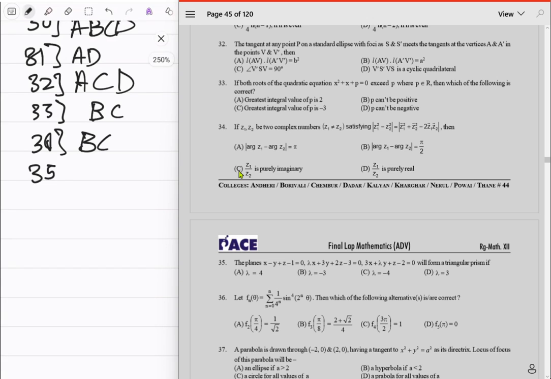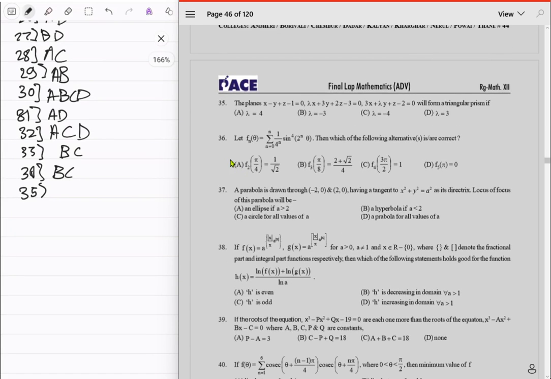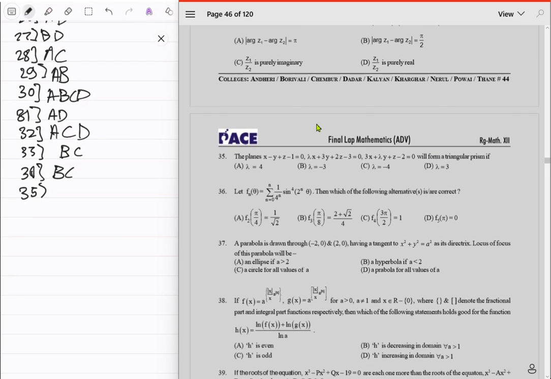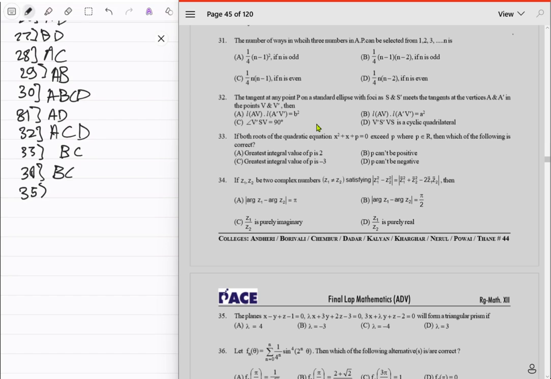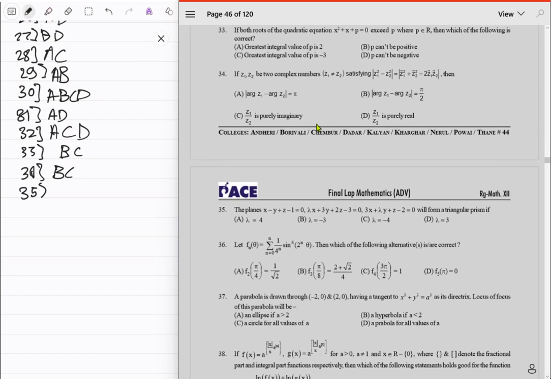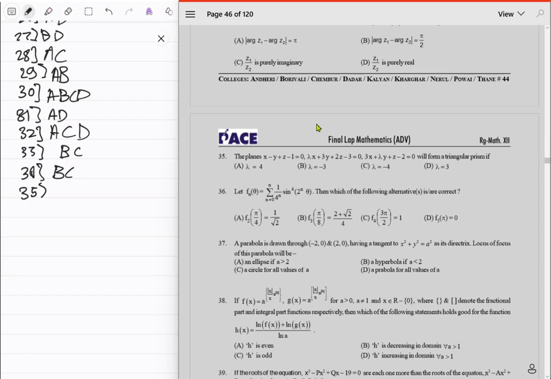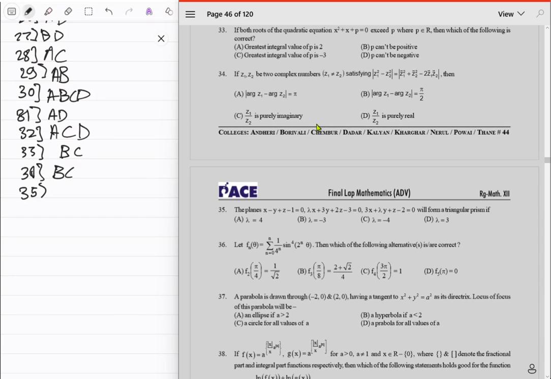35. 35 is, okay, these two planes will form a triangular prism if, and not equal to 0, it says, something like that. What if one of them is 0? I don't know. Okay, then this will happen on its own, right? Because like, yeah, yeah, then this happened on its own.